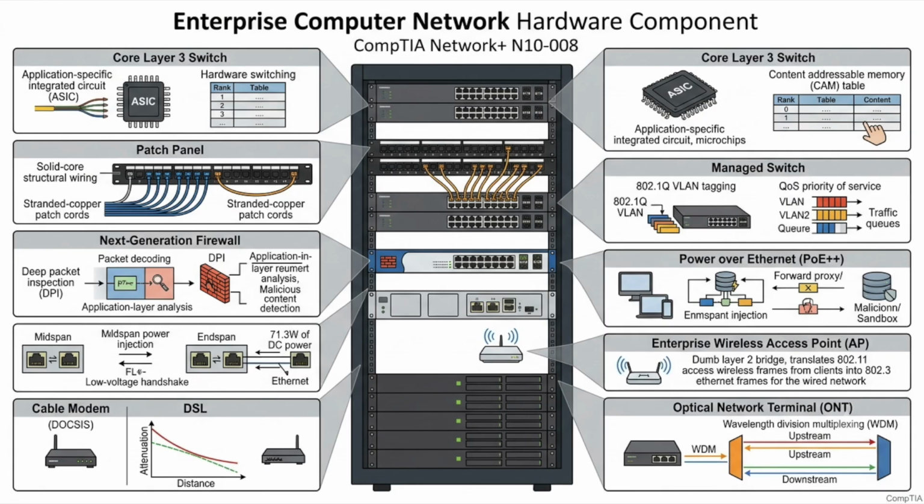It bonds multiple downstream and upstream channels together over that shielded coax cable to easily deliver multi-gigabit speeds. But if you are in a location where cable isn't an option, you might be relying on DSL, digital subscriber line, which is fascinating because it overlays high-frequency digital signals directly on top of legacy analog copper telephone wires. It is, but DSL has a brutal limitation dictated by the laws of physics.